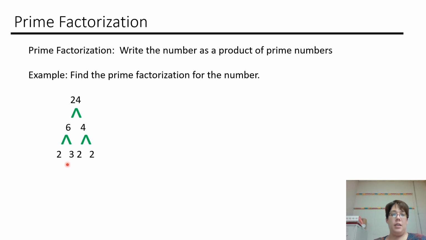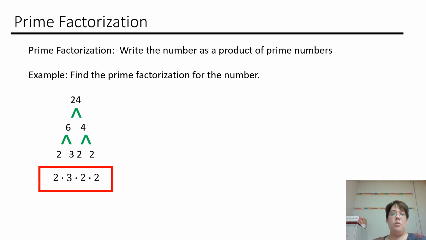So all of these, 2, 3, 2, 2, those are all prime numbers. So that means I'm done. So I could say that 24 could be written as 2 times 3 times 2 times 2. And that's going to be your prime factorization.